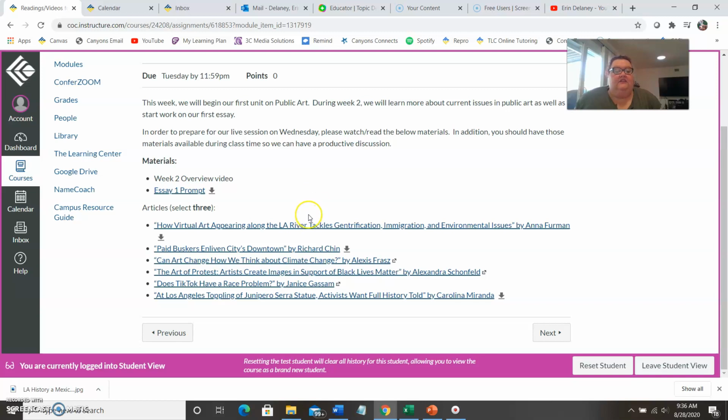So please take a good look at the different article titles. All of the titles do a really good job of describing what the article is going to be about. So you can use the titles to direct you as you pick which of the 3 you're planning to read for this week.